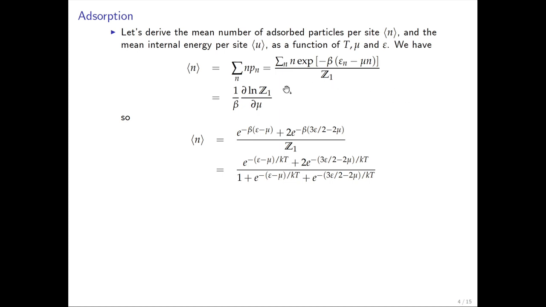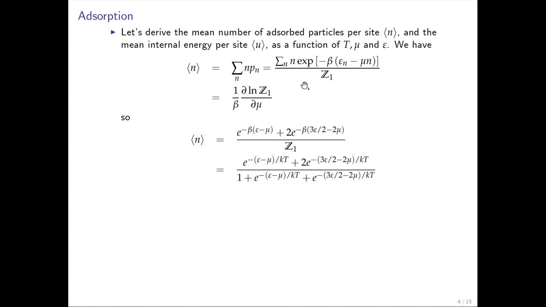And we can see right away that another way to express this is as 1 over beta times the partial of log Z with respect to mu. Just operate on the log of the partition function, and you'll see you get exactly this form. So that's a convenient way to express mean N. And if we work this out, we can do it either way. It doesn't really matter in this case. It's quite simple. We can actually work out an expression for the mean number of particles per site. And we have this expression.